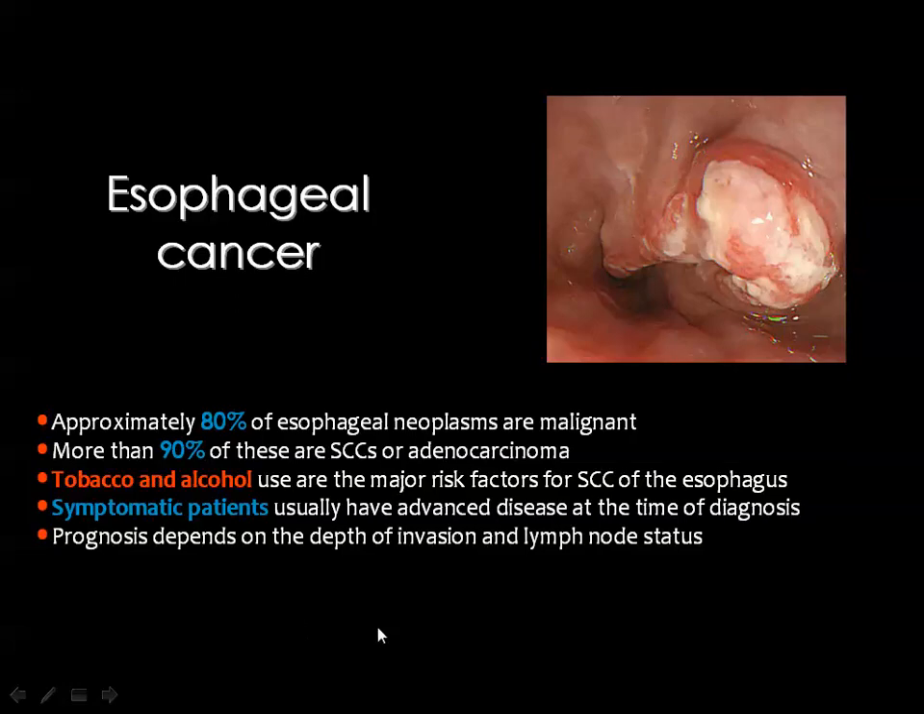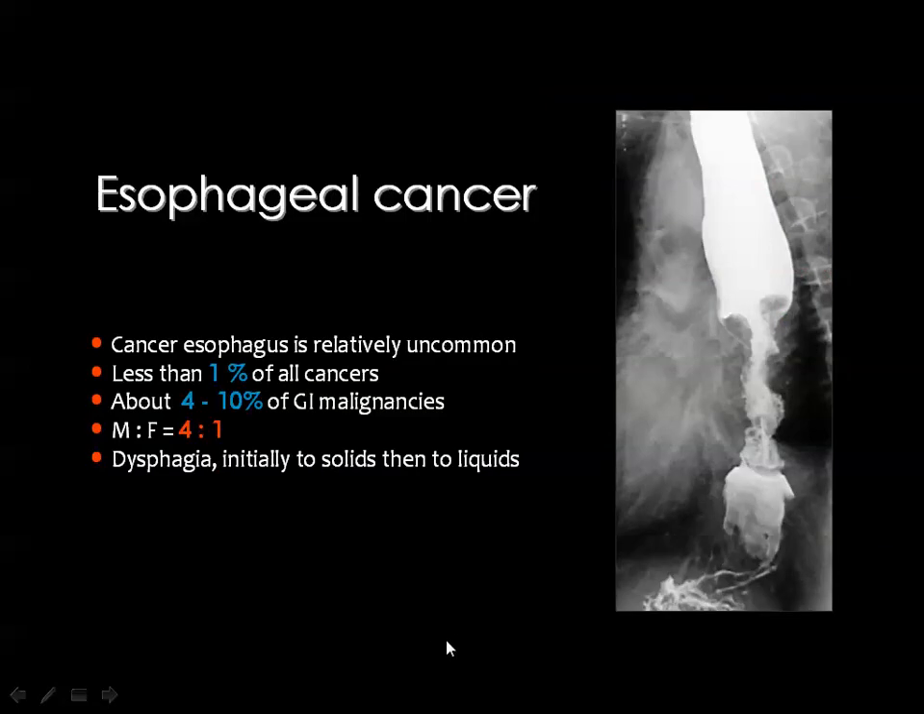And we came to the malignant lesions, and on top is the esophageal cancer. Approximately 80% of esophageal neoplasms are malignant. 90% of these malignant lesions are squamous cell carcinoma, and less frequently adenocarcinoma. And these are the risk factors, including tobacco and alcohol. And the main presentation is by dysphagia.